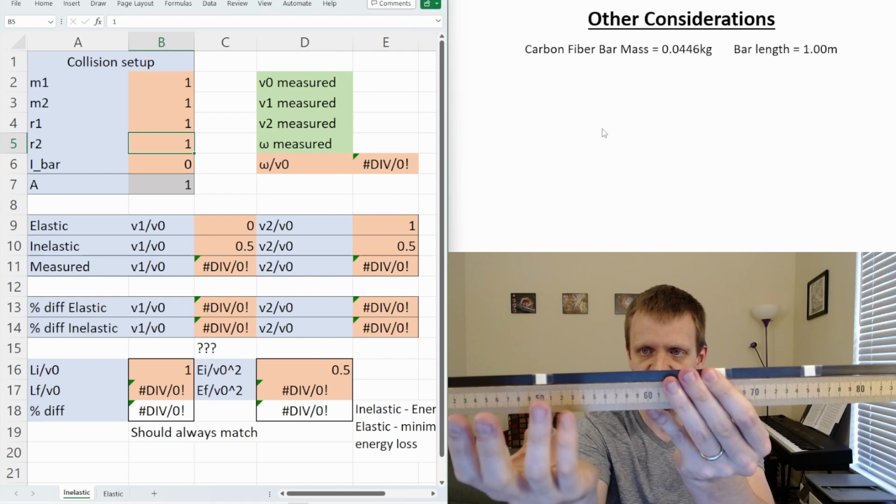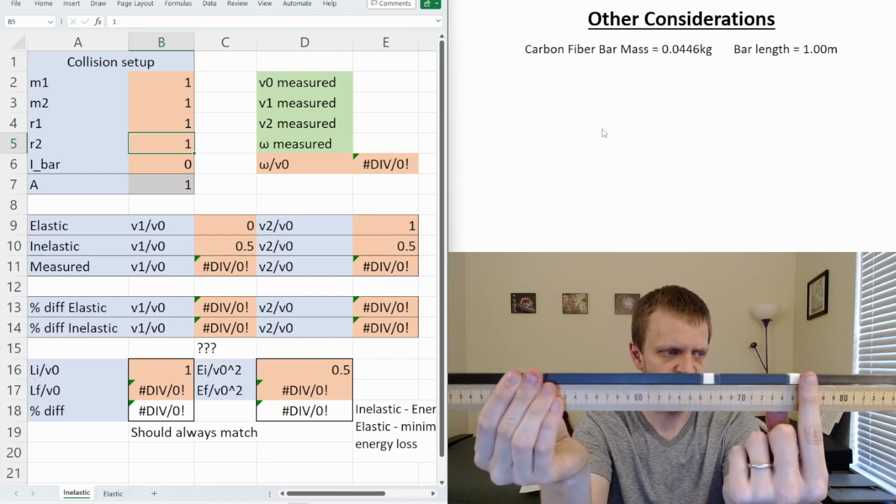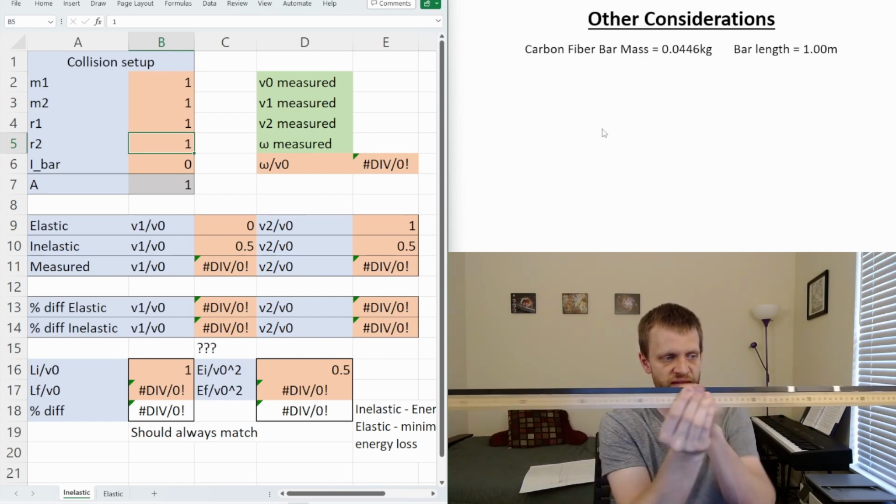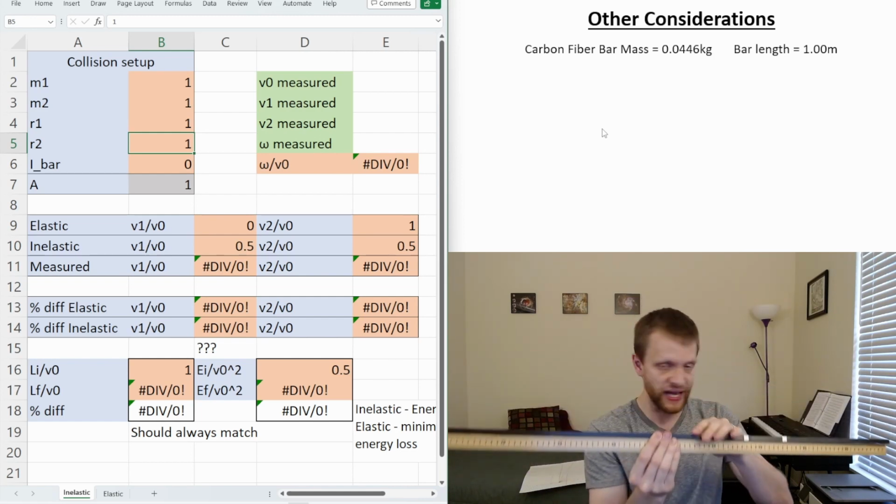So this is our fulcrum. This is what we're going to use for our half distance. This is what we're going to use for our full distance. And the other side will always be launching from the very end of the bar.